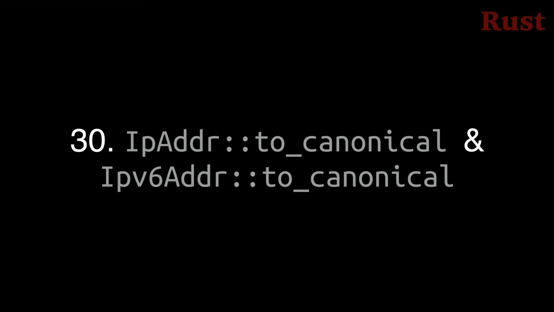Number 30. The IpAddr enum and the Ipv6Addr struct have both stabilized their to_canonical method. This method converts the IP address to an Ipv4Addr struct if the address is an IPv4 mapped IPv6 address, and otherwise returns the IPv6 address.